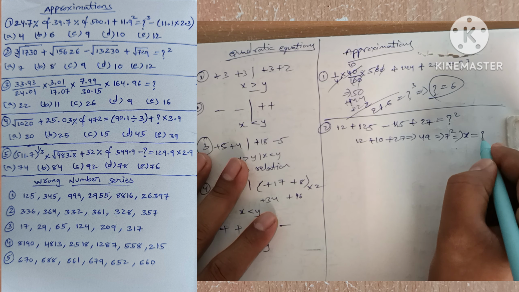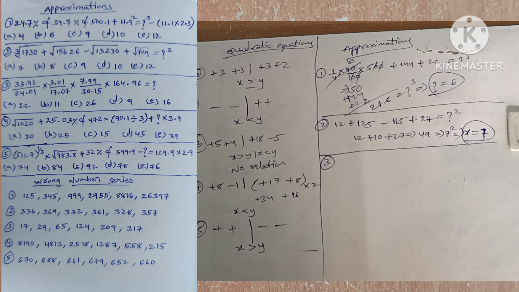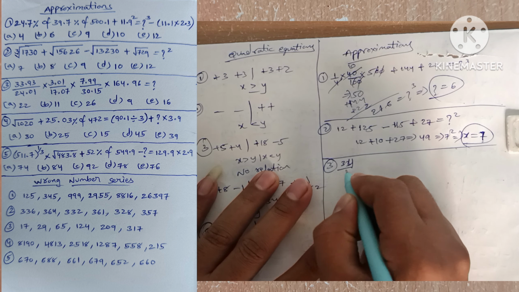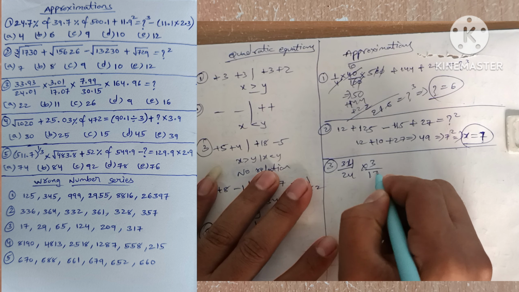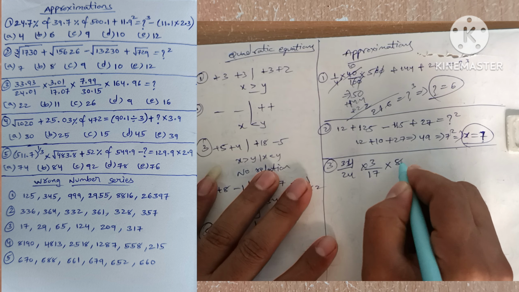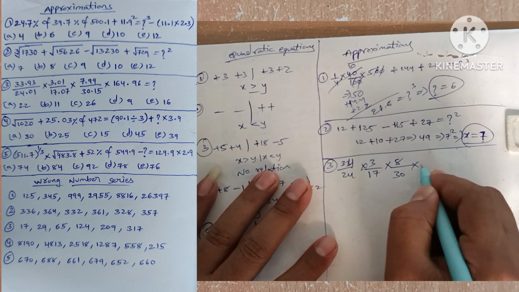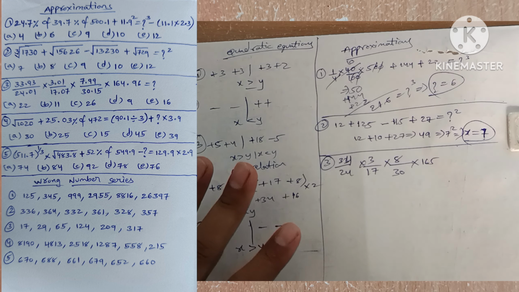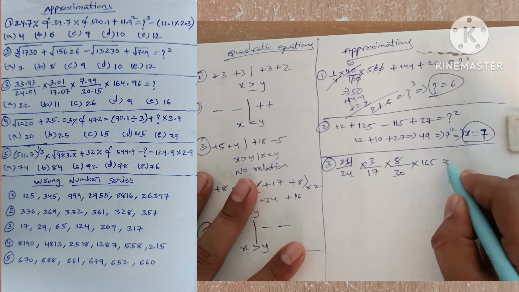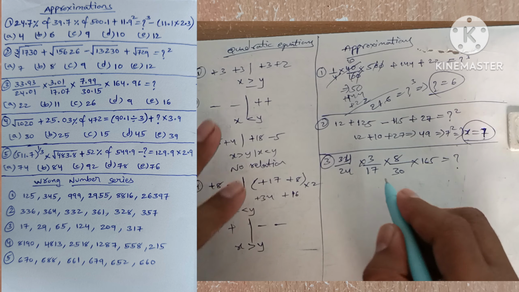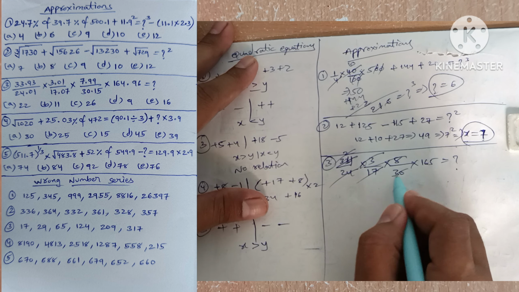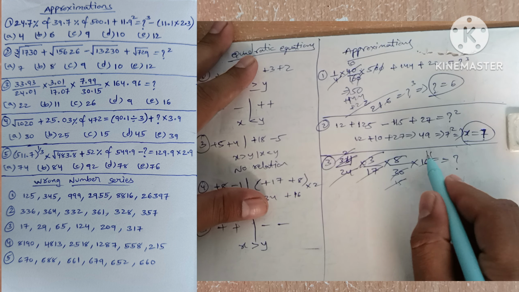Third one. Third question. 33.9 means 34 by 24 into 3 divided by 17 into 8 divided by 30 into 165. If you remember, this is the question yesterday we have given. 17 2 times, 8 3 is 24, 2 15 times 15, 11 times. So our answer is 11.